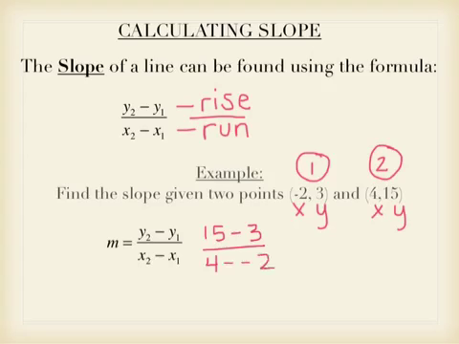Be careful about your negatives. Remember that your formula has minuses in it, so if your numbers are negative, you're going to end up doing minus and negative, which is really addition. So 15 minus 3 is 12. 4 plus 2 is 6. Equals 2.